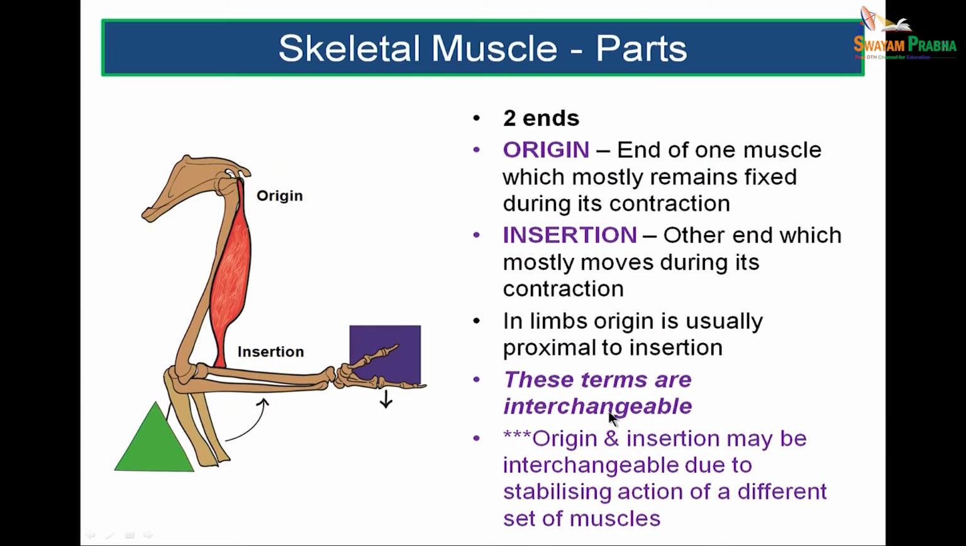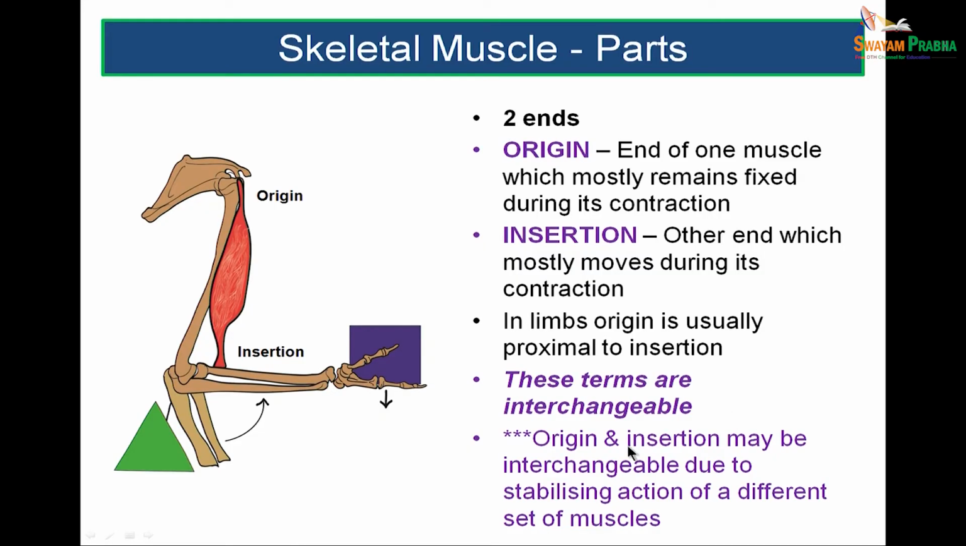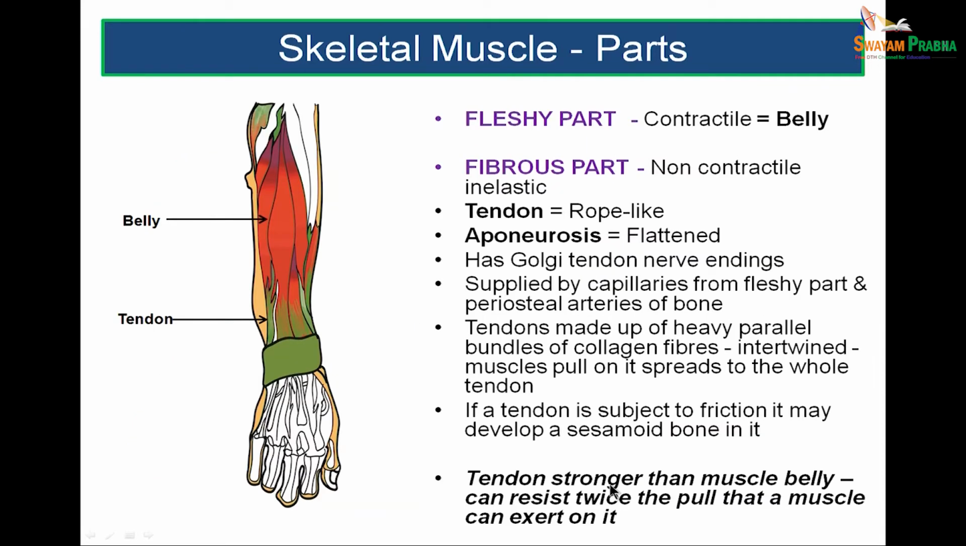Coming to the parts of skeletal muscle. Skeletal muscle has two ends. We say origin and insertion. If you look at your arm, origin and insertion. The origin is supposed to be the part of the muscle that remains more fixed and insertion is supposed to be the part of the muscle which moves. Now, these terms are interchangeable. The origin and the insertion could be interchangeable depending on which part is fixed and which part is moving.